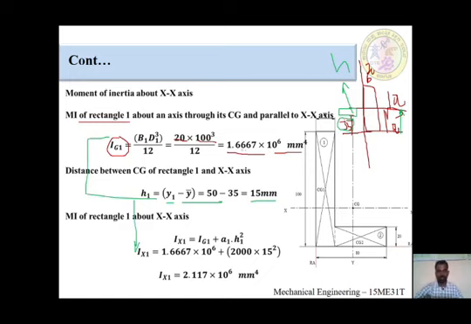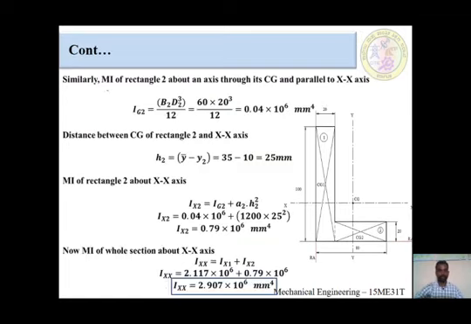Ig1 we got is 1.6667 into 10 raised to 6 millimeter raised to 4 plus A1, which is 2000, into H, previously we got 15 millimeter, 15 square. The total Ix1 is equal to 2.117 into 10 raised to 6 millimeter raised to 4. This is the moment of inertia about the x-axis of rectangular 1 component, right?